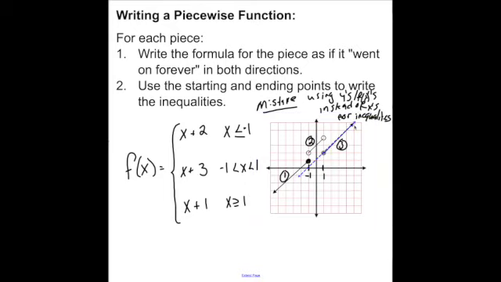Okay, here's our rule. F of x is equal to x plus 2 when x is less than or equal to negative 1, x plus 3 when x is between negative 1 and 1, and x plus 1 when x is greater than or equal to 1. And again, notice the connection between the dots and the inequalities. All right, folks, hopefully this made sense. Please go back and rewind if needed. Then in a moment, we're going to move on to a couple of problems for you to try.